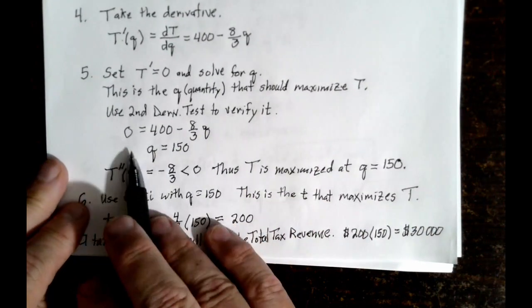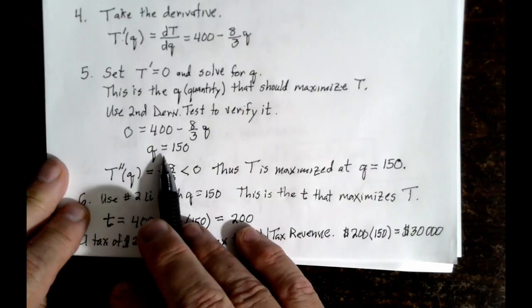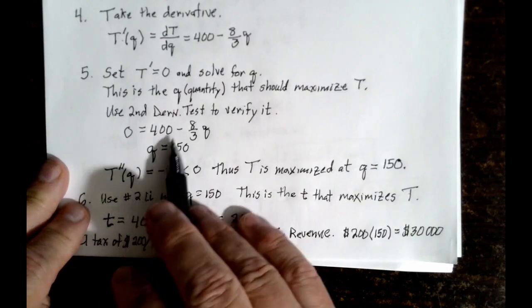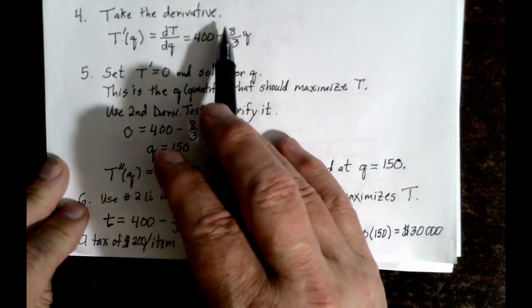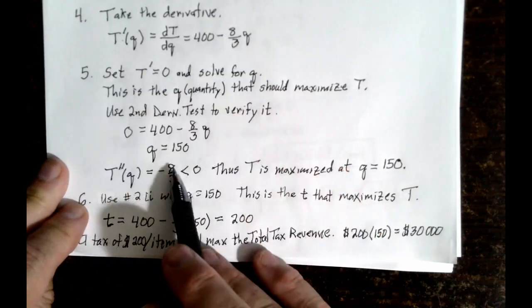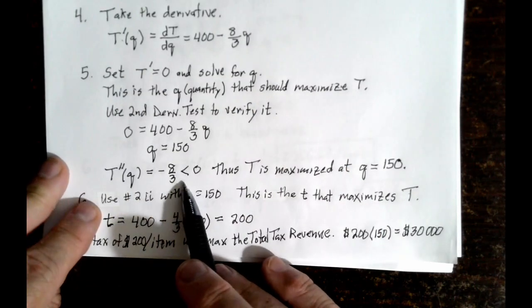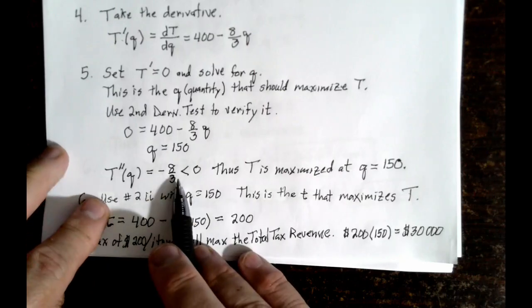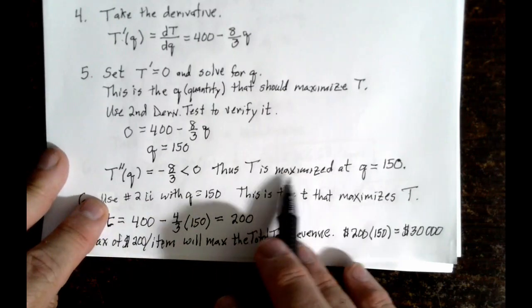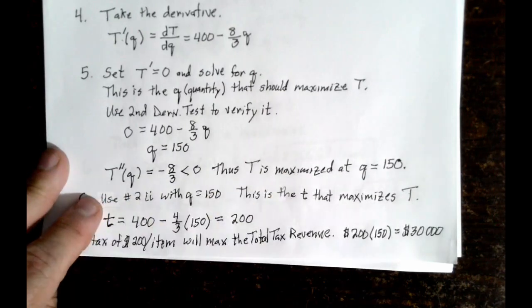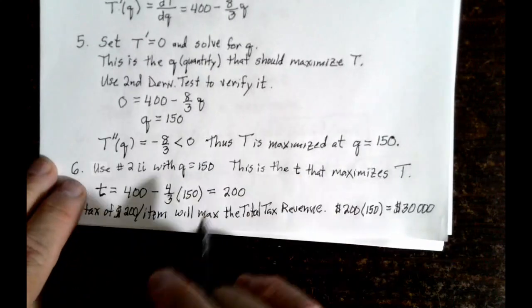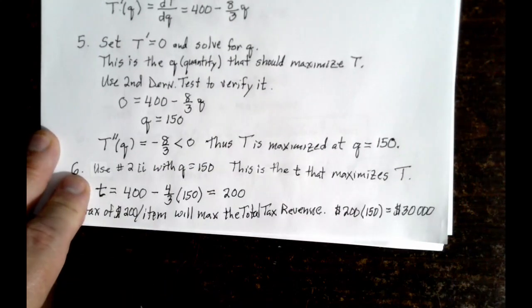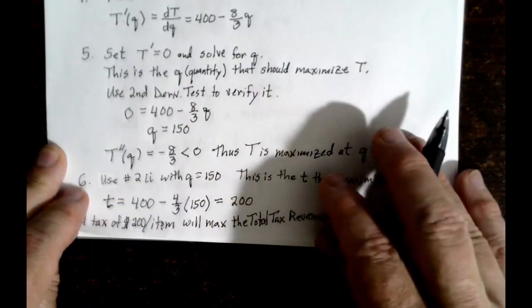And you can use the second derivative to verify that this is a maximum. So you take the derivative of the first derivative and you get negative 8/3. That means your second derivative is always negative. And since your second derivative is negative, that means the number that you plug into it, 150, is going to give you a maximum.